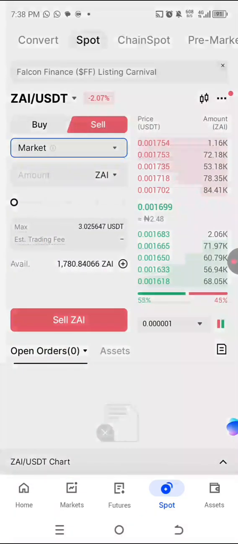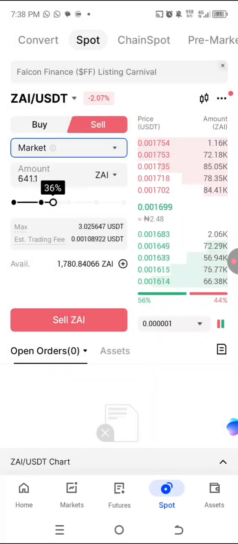Now, if I want to do this to sell it, and I want to sell everything I have here, I will use the scroll button to give me 100%. Pay attention. If I don't want to sell everything, if it is 50%, I will end up here. This is roughly 50%.